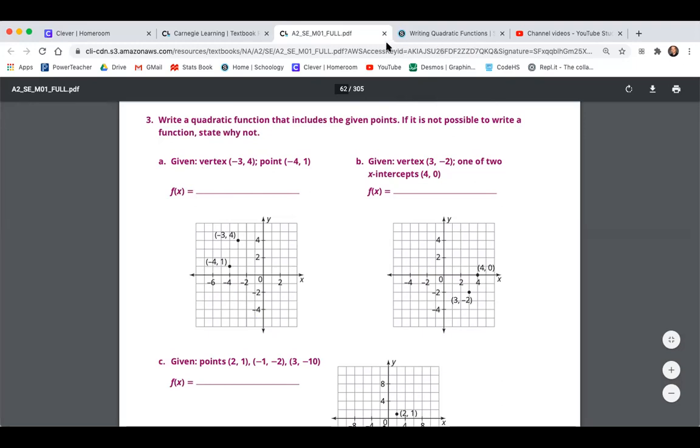Let me actually go to a new screen. Might be a little bit easier to show my work. All right, let's get through this. So again, we were given a vertex and a point that our parabola passes through. What were those? I don't remember. So we got a vertex of -3, 4, and then the point that was given to us is -4, 1. Okay, so since we're given a vertex, we're going to want to use vertex form to write out our function.